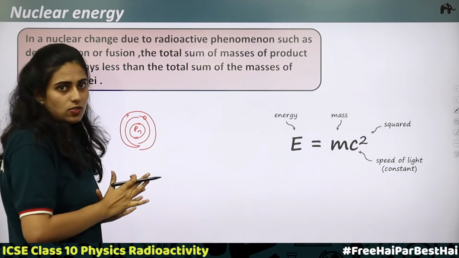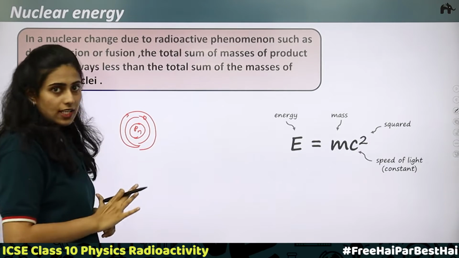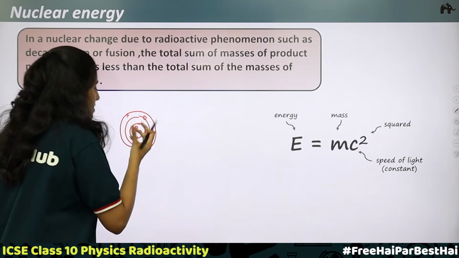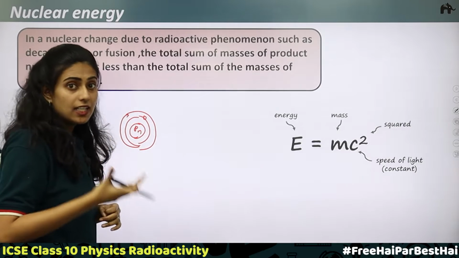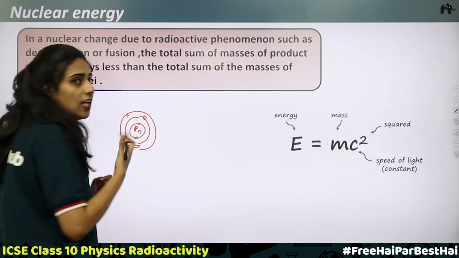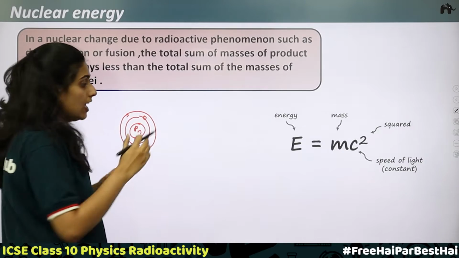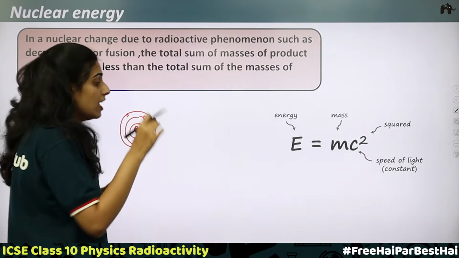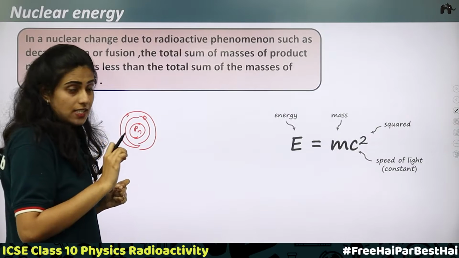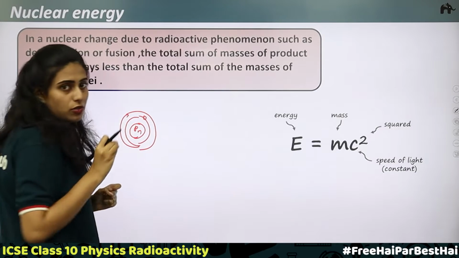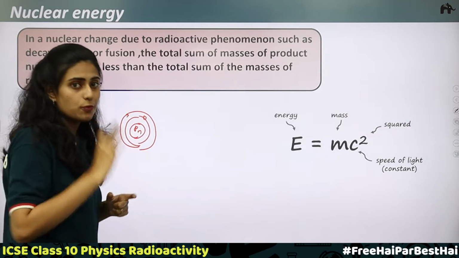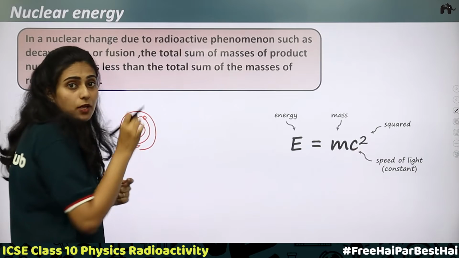So during a nuclear change, what happens? Either the number of neutrons can change or the number of protons can change, or both can change. We have spoken about alpha decay, beta decay and gamma decay. During alpha decay, there is a decrease in the atomic number and mass number. When mass number decreases, it means there is a change in the number of neutrons. When atomic number decreases, there is a decrease in the number of protons, because atomic number is determined by the number of protons.